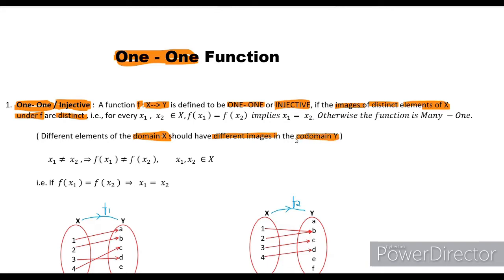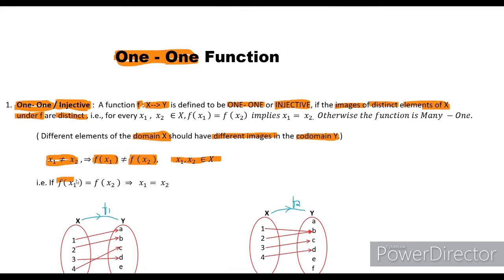Very simple. No two elements of the domain set should have the same image in the codomain set. Every element of the domain set should have a different image. That is the definition of a 1-1 function. That means if x1, x2 are two different elements which belong to the domain set, then the image of x1 should not be equal to the image of x2.